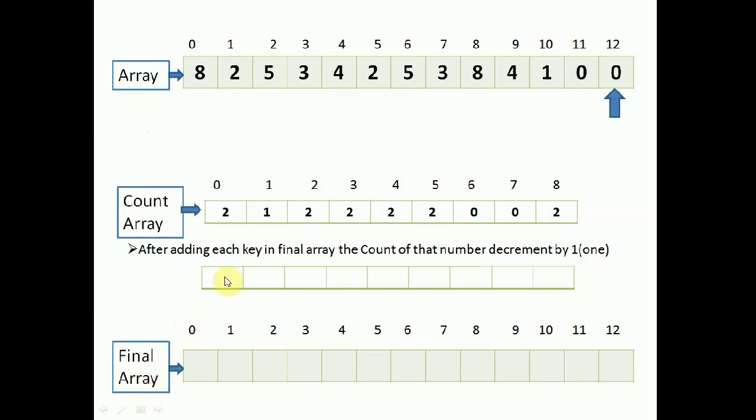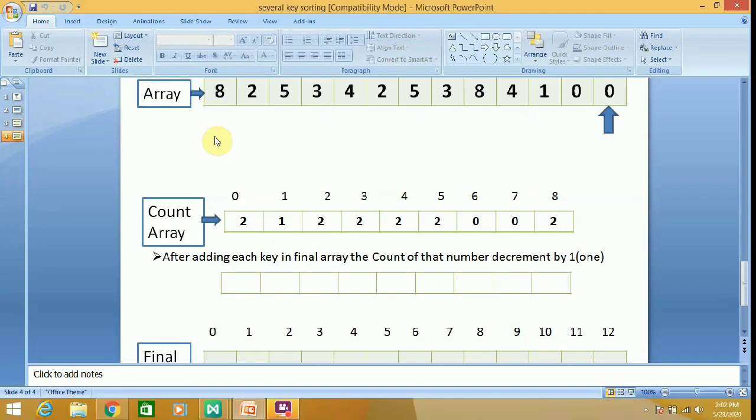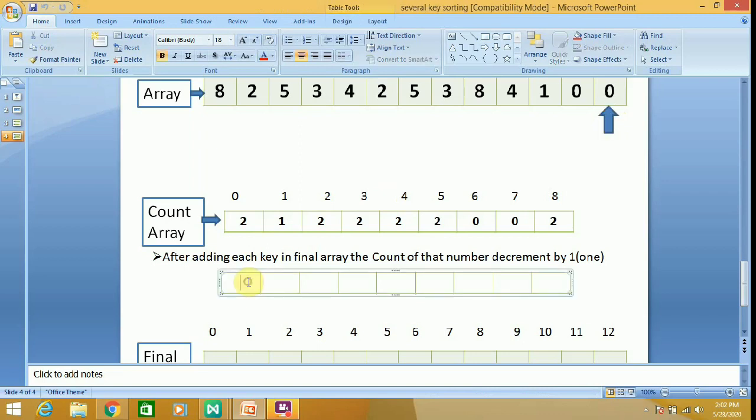Now I am starting to point to the position of the element in the input array. This is called the input array. I'll explain in detail. Here the element or key is 0. 0 appears how many times? 2 times. Then 1 appears 1 time, 2 appears 2 times. Like that we are creating a counter.